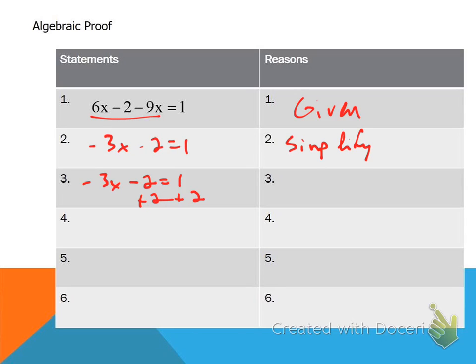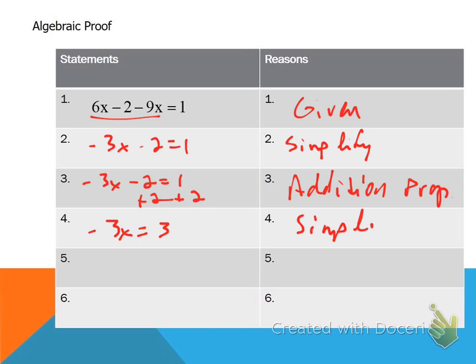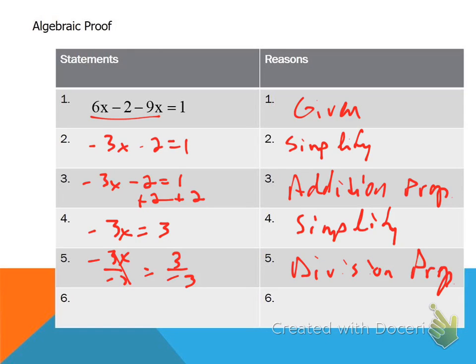We want to show that. This is the addition property. We get negative 3x equals 3. And we get that when we simplify. Then we're going to divide both sides by negative 3. And this is with the division property. And so we get x equals negative 1, and we get that when we simplify. Okay, so that's how we do our 2-column proofs.